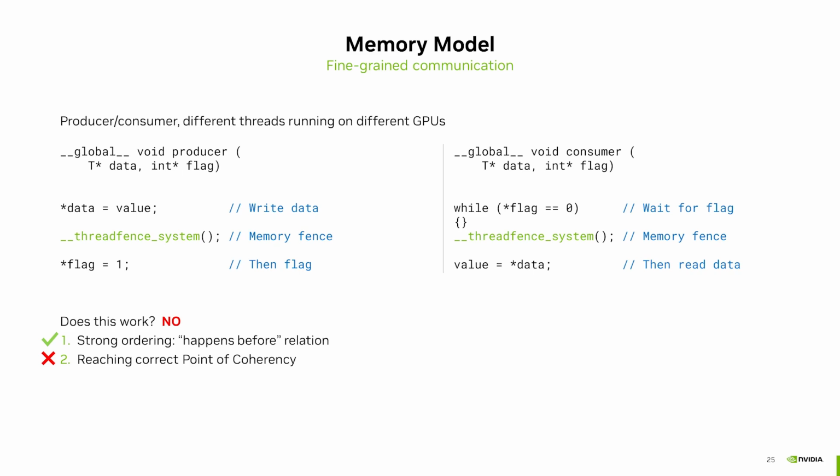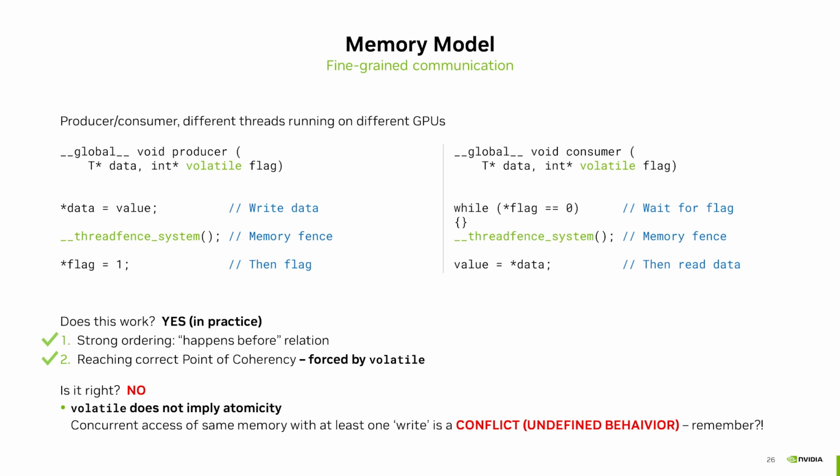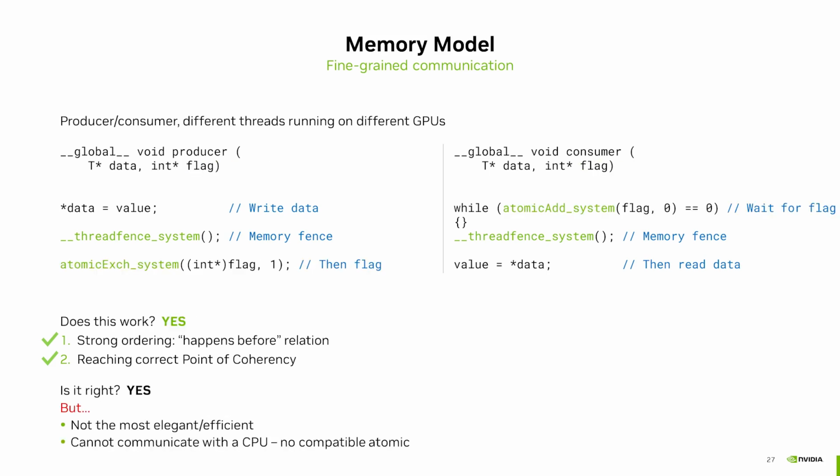So the next step to fix this code is to make the flag volatile, which has been done traditionally. And it makes this code work in practice because volatile enforces reaching the correct point of coherency. However, volatile is not a part of the memory model, and it has nothing to do with synchronization. So in particular, it does not enforce memory ordering, so we still have to keep thread fences here. But most importantly, it is not atomic, so we still have a memory conflict. We write flag here, and we read flag here. So from the standard point of view, this is still undefined behavior.